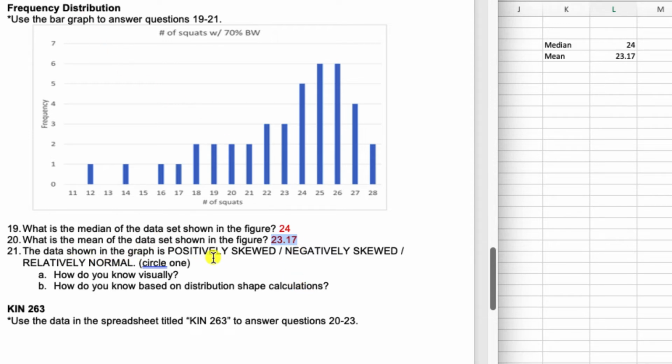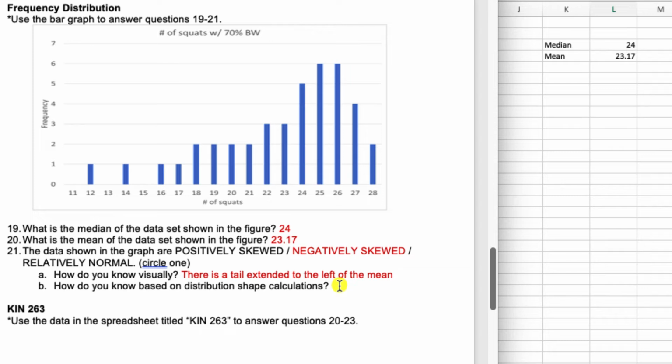The data shown in the graph are positively skewed, negatively skewed, or relatively normal. In this case, because the tail is on the left side, we would say that our data are negatively skewed. Visually, because of what I just said, there is a tail extended to the left of the mean.